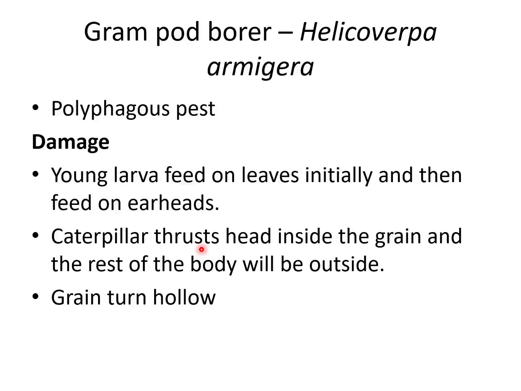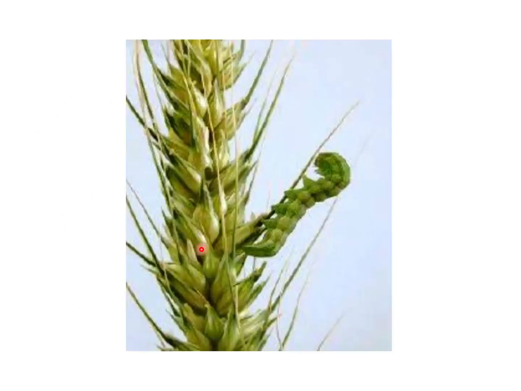So the nature of damage is typical in the case of Helicoverpa armigera. In almost all the crops, the nature of damage is similar. The larvae thrust their head into the fruit. Here it's the case of grains. It feeds with the head inside the grain. The grain will turn hollow, and the body of the larvae will remain outside. So this is the picture of Helicoverpa in a wheat panicle, but I will show you a better picture when we discuss sorghum.